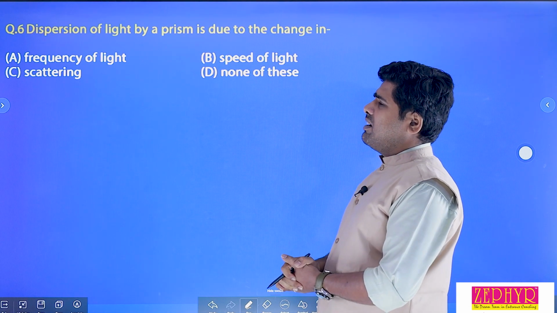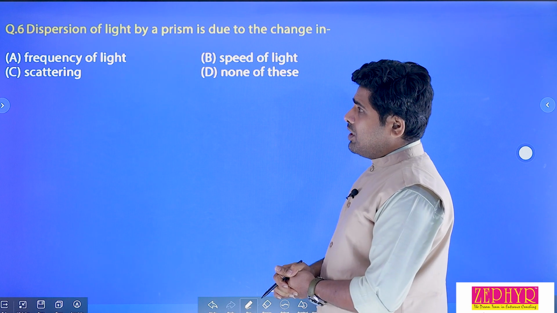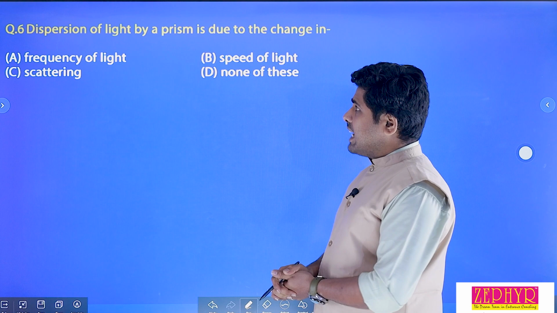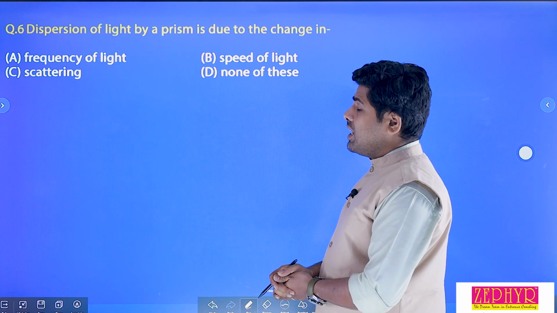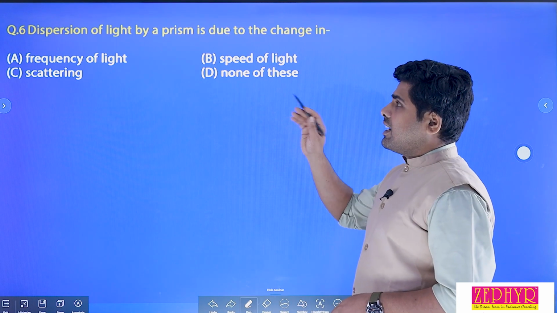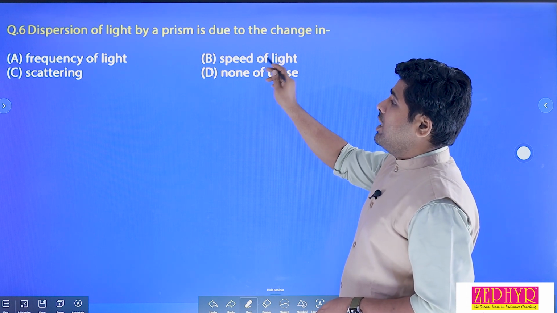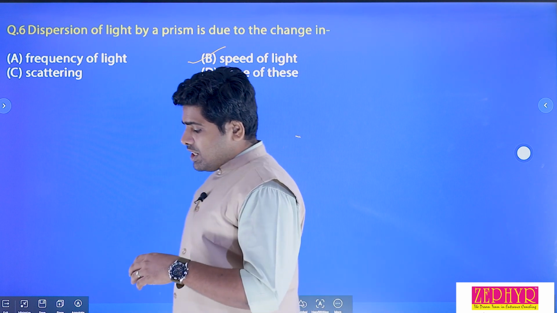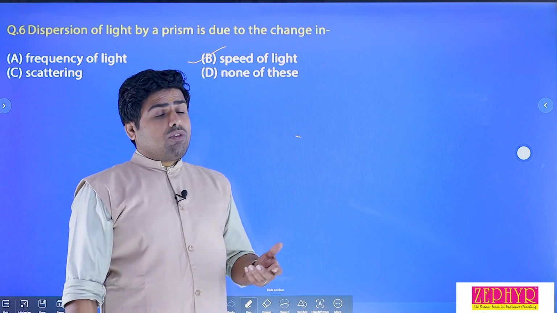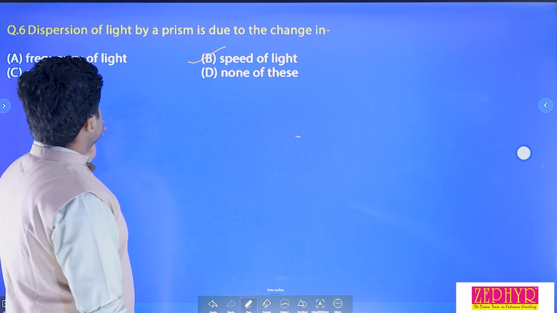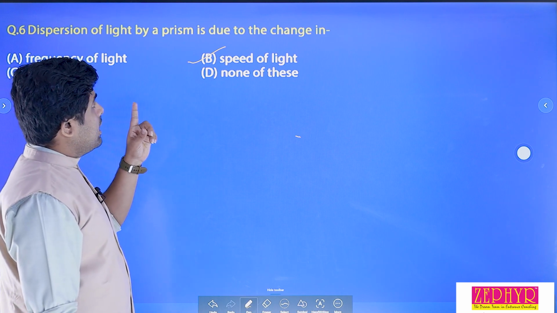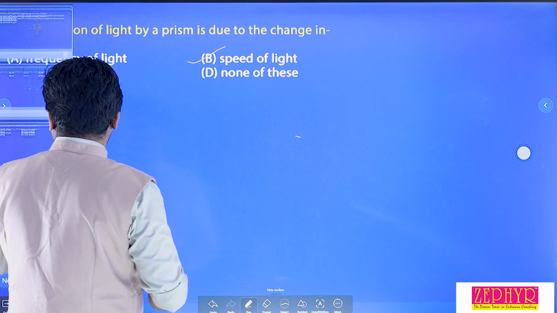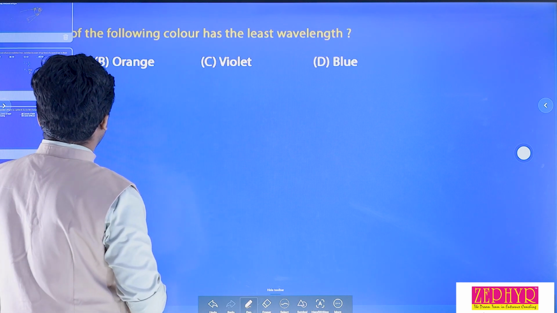Why is dispersion produced? Option A, frequency of light. Second, speed of light. C, scattering of light, or D, none of these. Yes, here the right answer is speed of light, option B. So when there is a change in speed of light, it creates dispersion of light by a prism. Okay, the next one, question number 7.